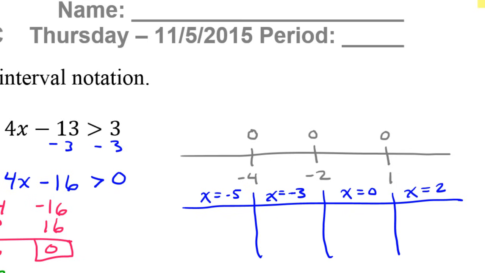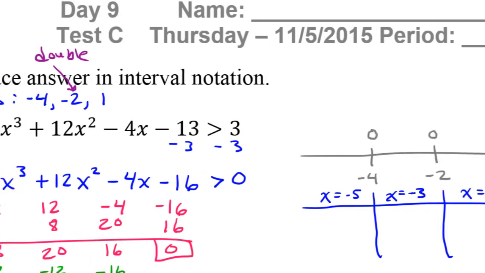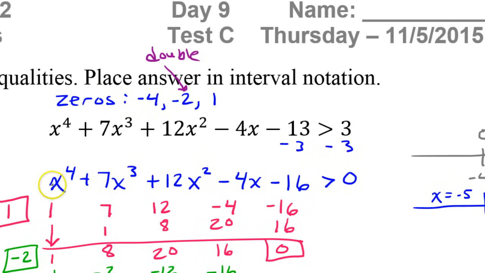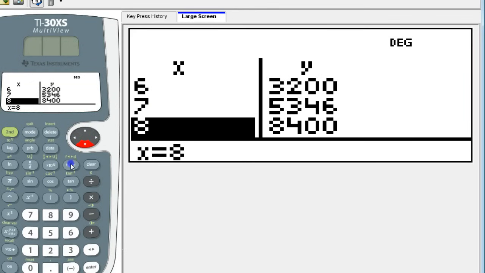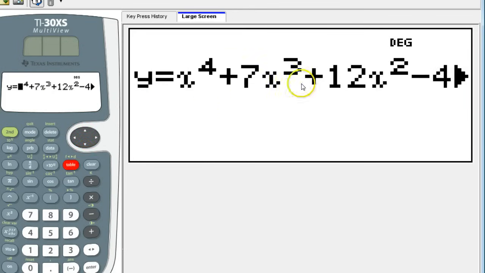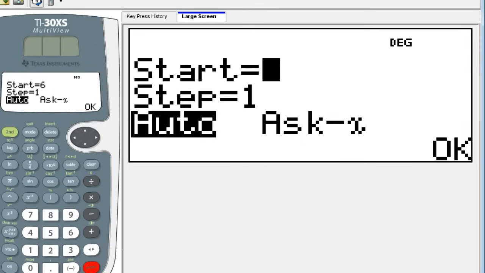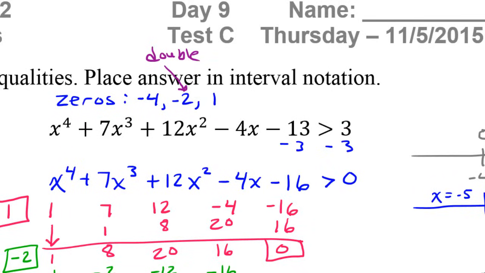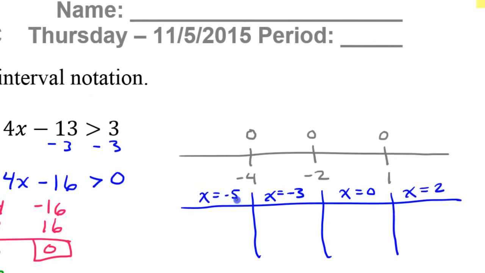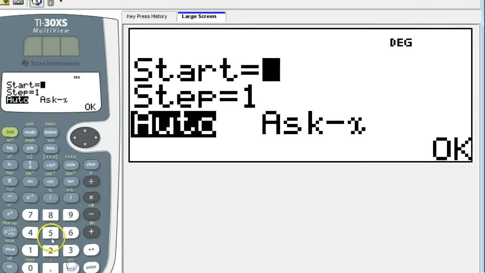Okay, so basically I'm going to take these values and plug them into this function and see if the function is greater than 0 or not. Now I could sit here and plug -5 in for all these x's, or I could use a shortcut. Remember that I already have this entire function in my calculator, so I can just use the table feature. If I want to see the value of the function at -5, I can just start at -5.